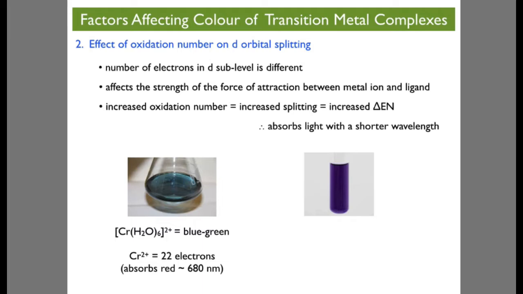This chromium complex, the blue-green colour, chromium 2 plus, has 22 electrons, and it absorbs red with 680 nanometers. This chromium complex, which is 3 plus, is violet. It's got 3 plus, and it's got 21 electrons. So it absorbs yellow with 560 nanometers. Again, you can see, because the chromium 3 plus has a bigger split between the d orbitals, it is absorbing light with a shorter wavelength.